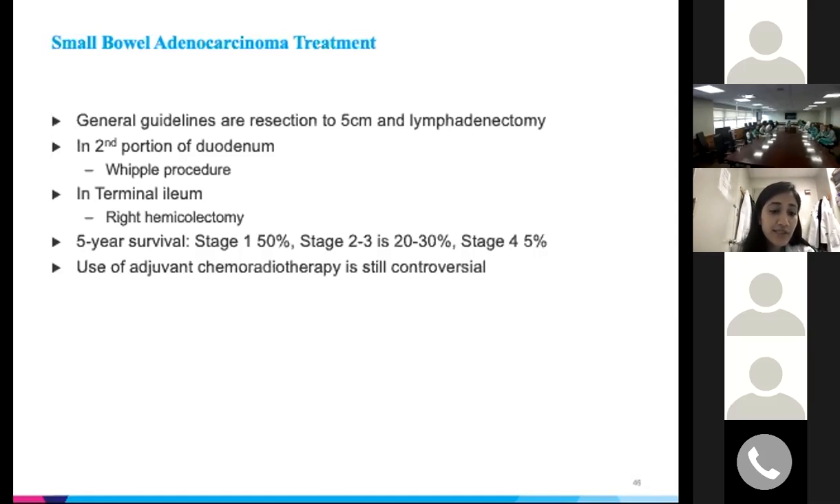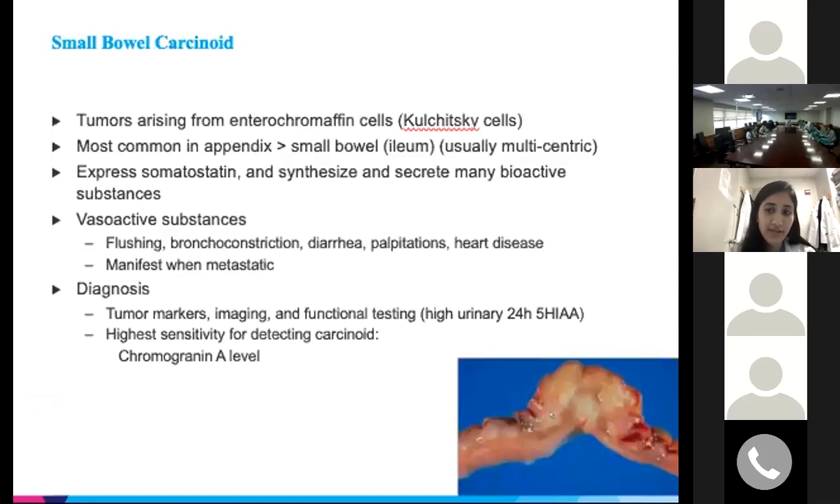The prognosis is completely dependent on stage at presentation. 5-year survival for stage 1 disease is around 50%, versus 5-year survival for stage 4 disease is around 5%. And use of neoadjuvant chemoradiation for small bowel adenocarcinoma is still very controversial. So you won't get any questions on that on the app site.